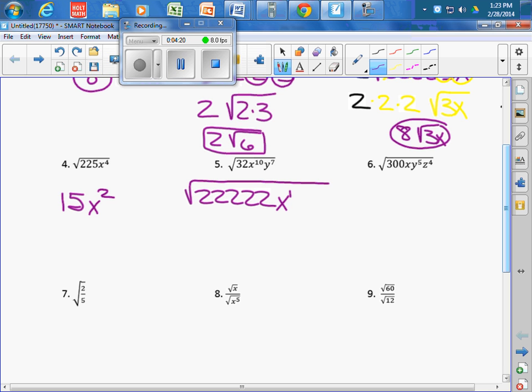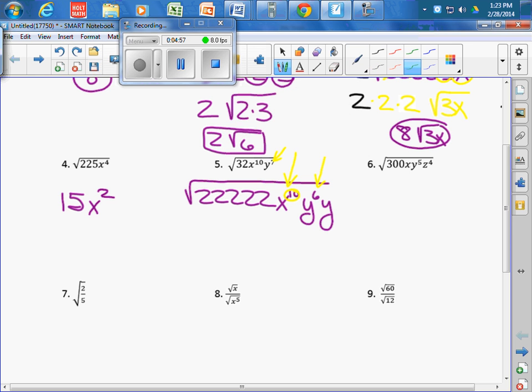X to the 10th. Now, instead of writing out 7 y's, I'm going to just take one away and make it y to the 6 times y. The reason why I do that is because when we take the square root of a variable raised to an exponent, all I have to do is take half of that exponent. Well, I can't take half of 7, but I can take half of 6. So instead of writing y to the 7th, I'm going to write y to the 6 times y. So now I can start taking the square roots of these things.